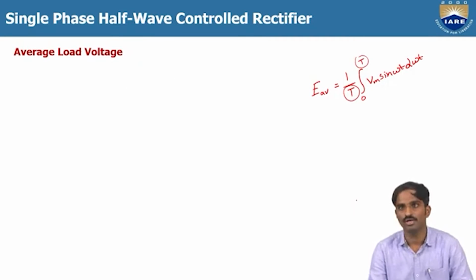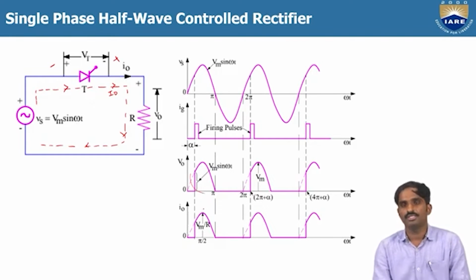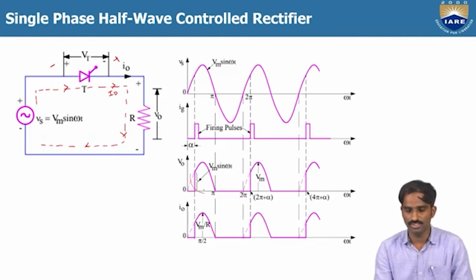Then again, let me go to the output waveform. Here, the total time period is 0 to 2 pi, because if you consider 0 to 2 pi, then again 2 pi to 4 pi, the waveform is symmetrical. Otherwise, if you consider only 0 to pi and pi to 2 pi, in 0 to pi you are getting some conduction period, but pi to 2 pi it is 0. So these are not symmetrical. But 0 to 2 pi and 2 pi to 4 pi are symmetrical.